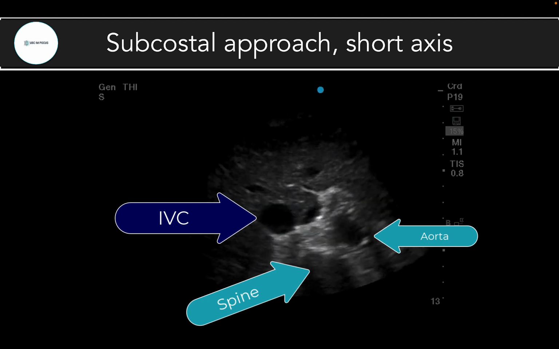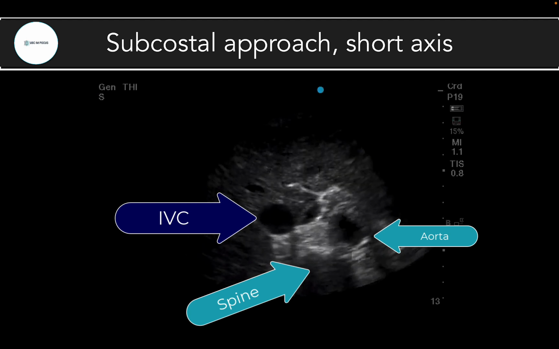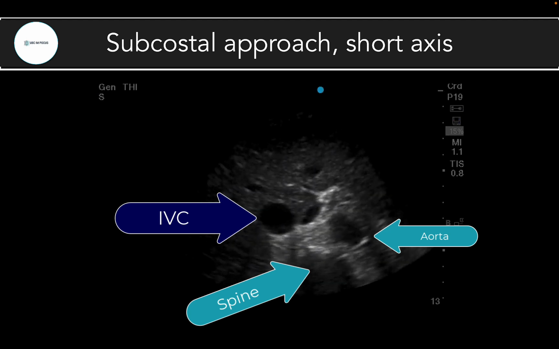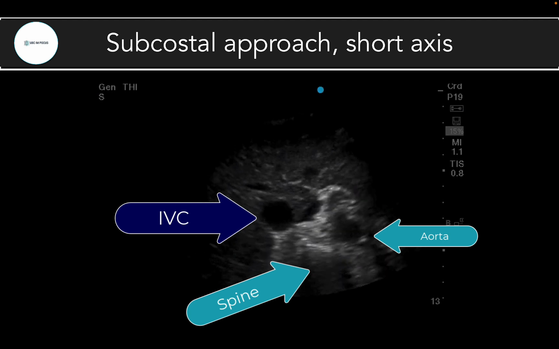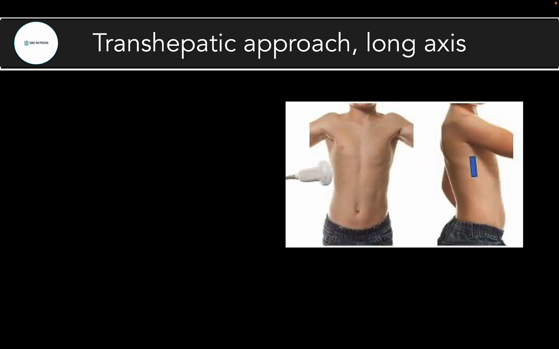And now what we want to do with a little bit of fanning of our probe is follow that short axis IVC all the way up to the right atrium and then down past the insertion of the hepatic veins. And we'll see shortly that the point at which we want to assess the IVC is typically just past the insertion of the hepatic veins. So that was the subcostal approach.